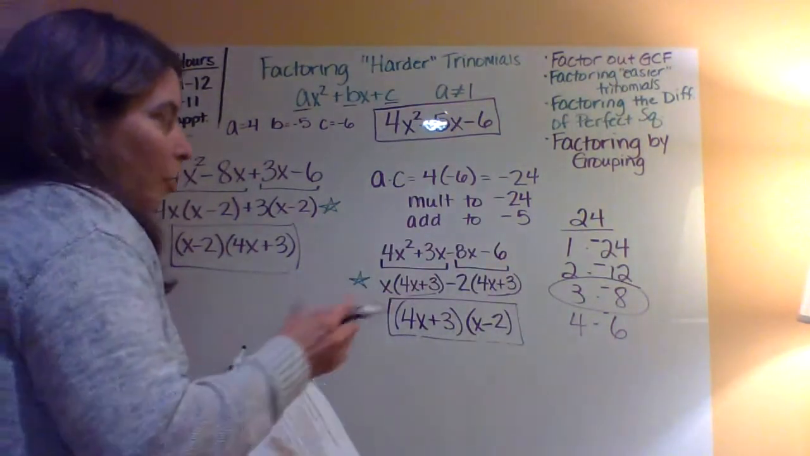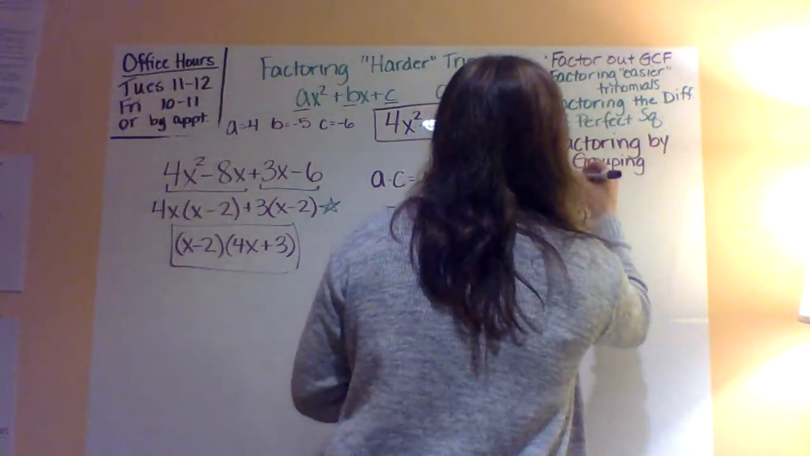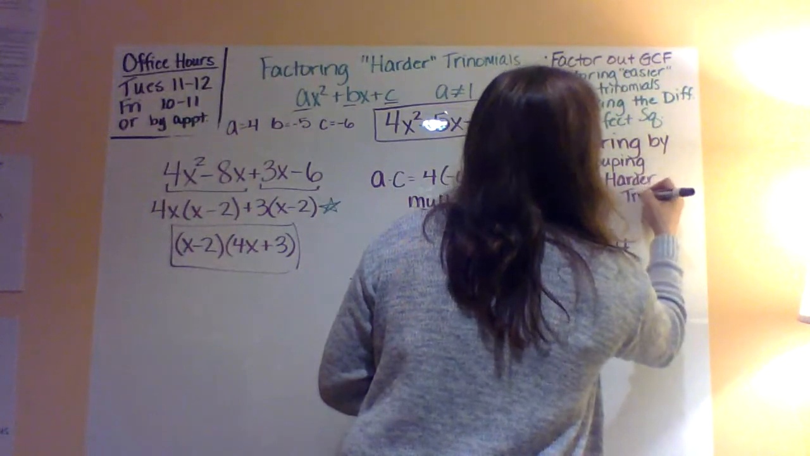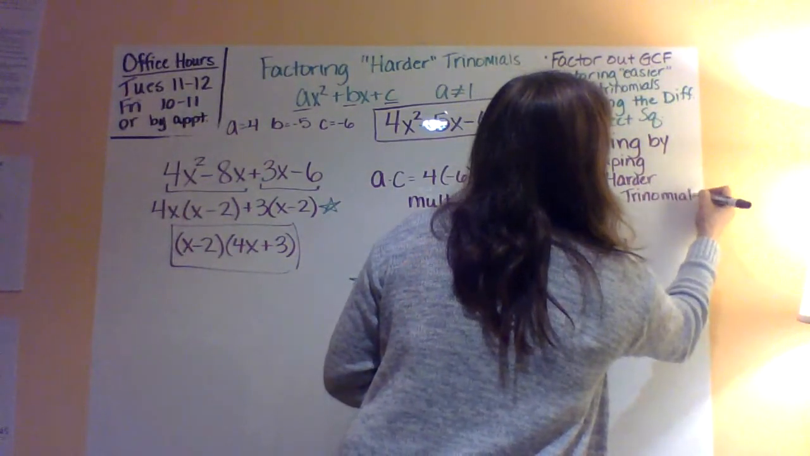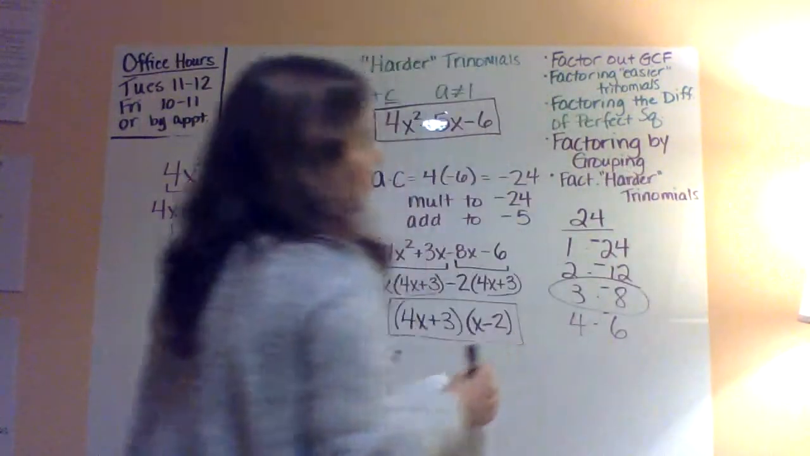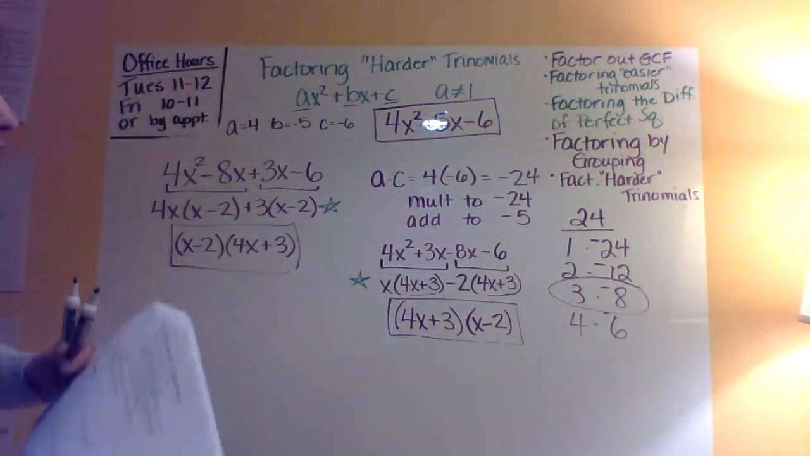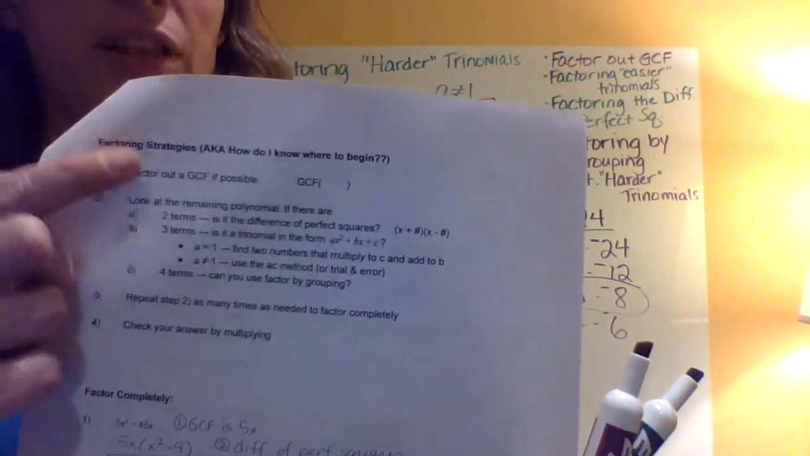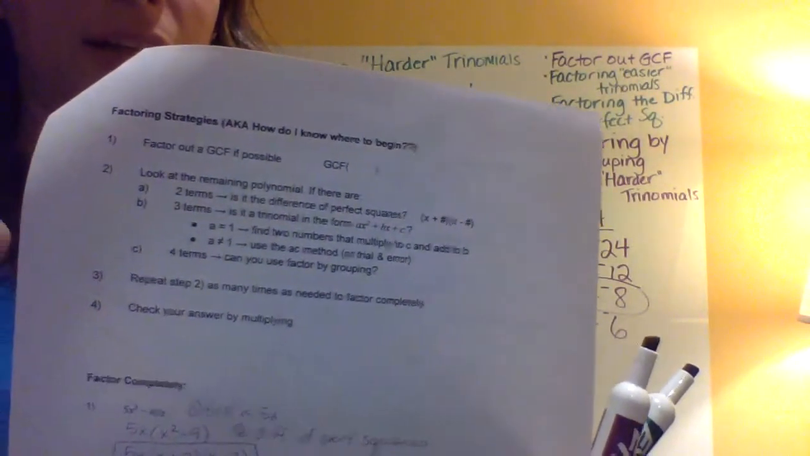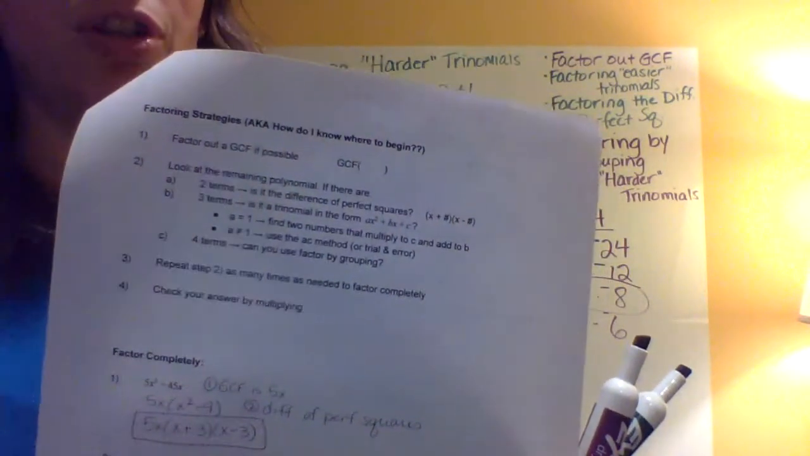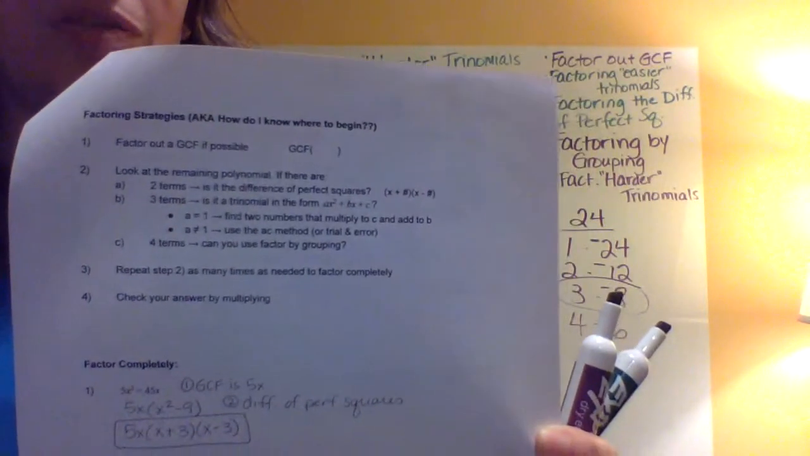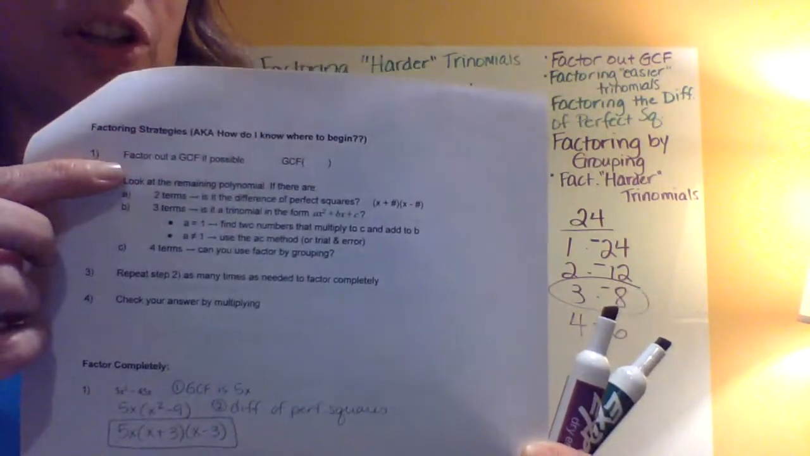So we learned 5 different methods of factoring. We learned factoring out a GCF, easier and harder trinomials, difference of perfect squares, factoring by grouping. Okay. If you look on page 7 here, this part says factoring strategies, also known as how do I know where to begin. So this kind of goes through the steps of you're looking at a problem, what do you even do with it? Well, what you're going to do with it, which of those strategies you use, depends on what kind of problem you have. So you're always going to look for a GCF if possible.